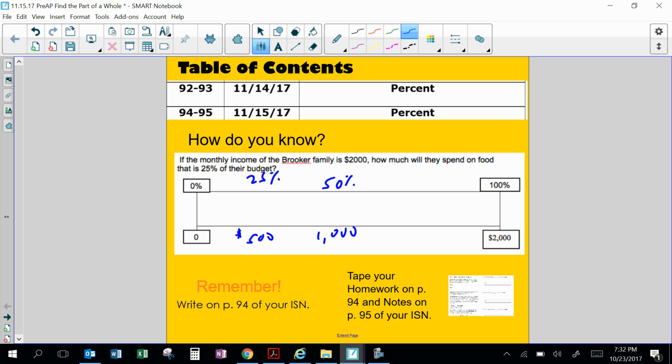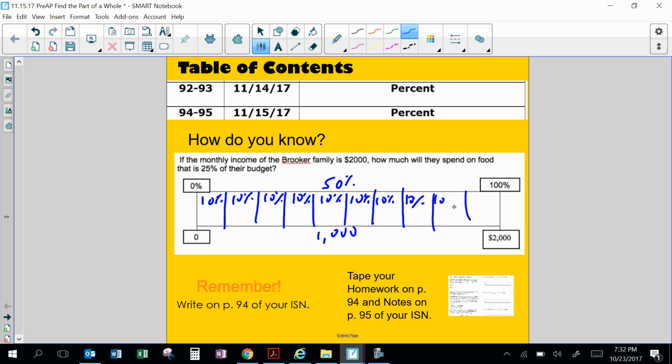Another way you could have done it, if you do not prefer this way, I break this into 10 equal parts. 1, 2, 3, 4, 5, 6, 7, 8, 9, 10. So 10 equal sections. Each section would be equal to 10%. What dollar amount would go in each 10%? $2,000 divided into 10 equal sections would be $200.